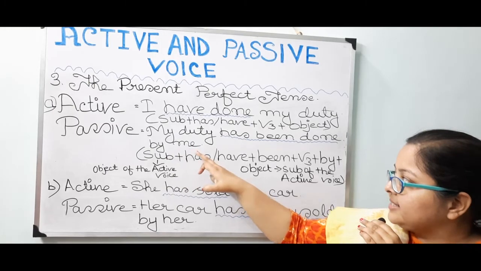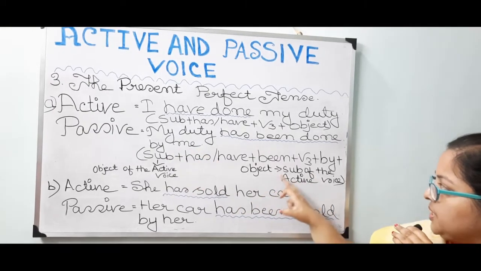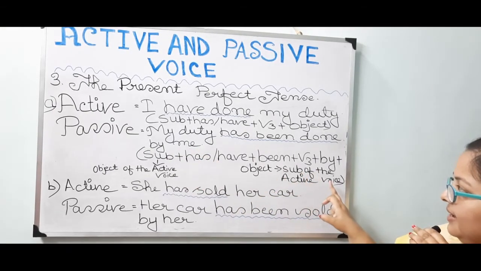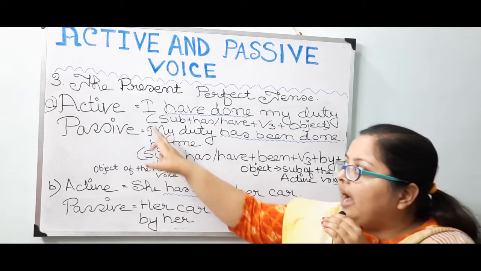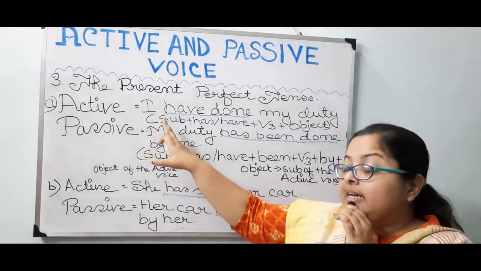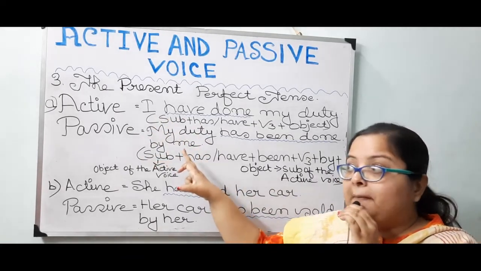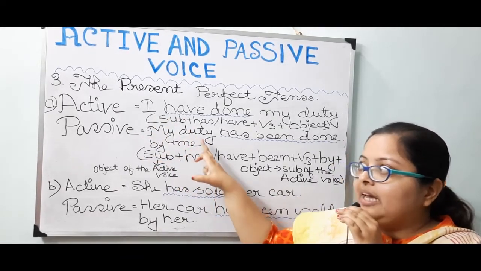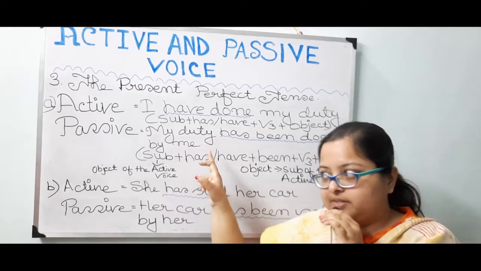Now next me. Okay, object, which is basically the subject of the active voice. So I is the subject of the active voice that is getting changed into me when it is turning to the object of the passive voice.